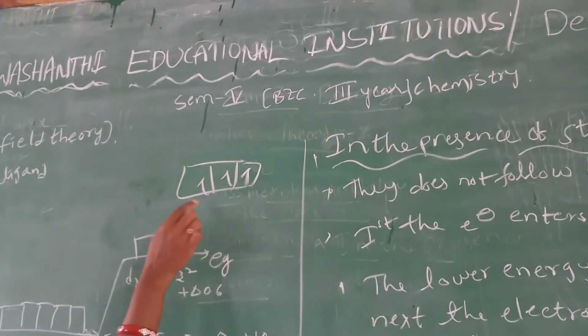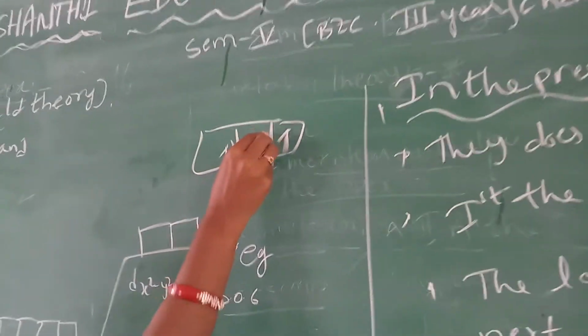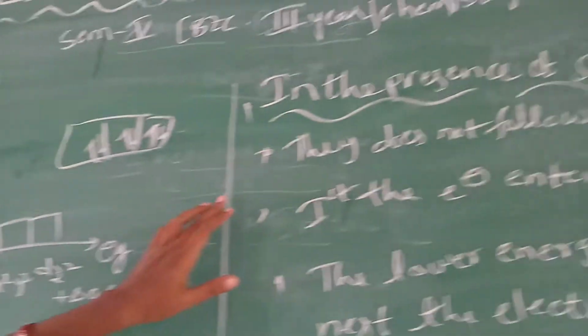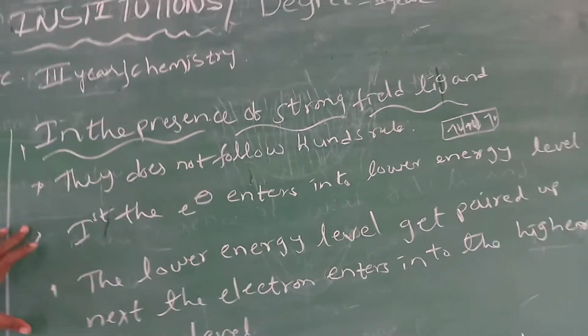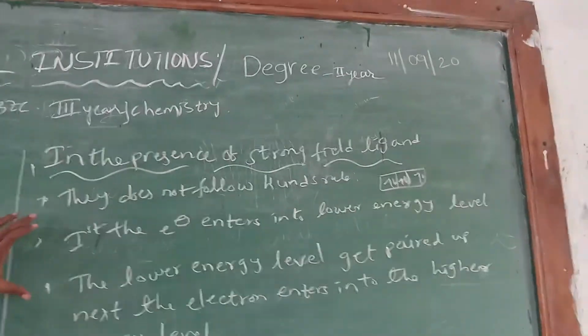According to Hund's rule, first the orbitals are half filled and next they get paired up. This is known as Hund's rule. So in the presence of a strong field ligand, what happens? The electrons do not follow Hund's rule. First, what happens in the presence of a strong field ligand?